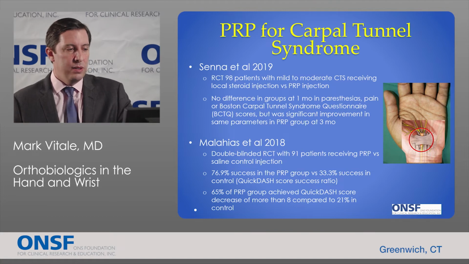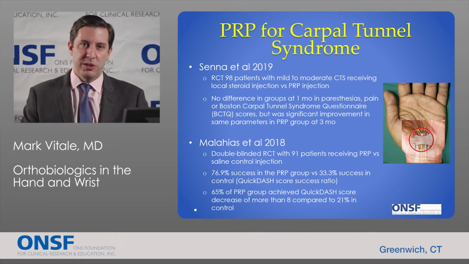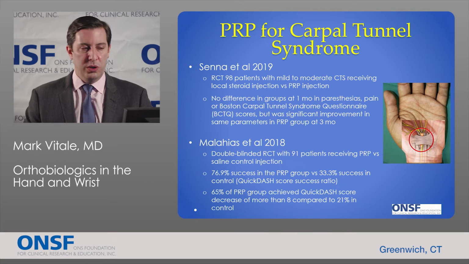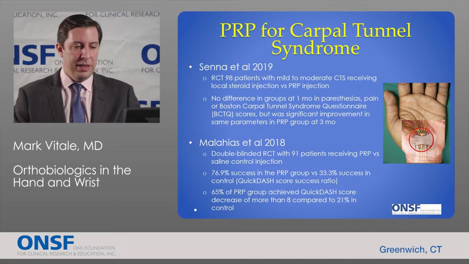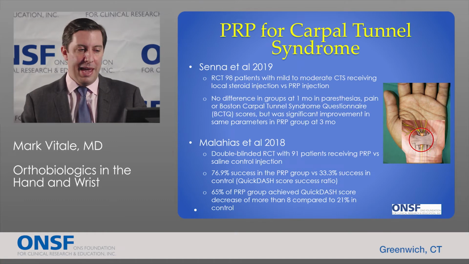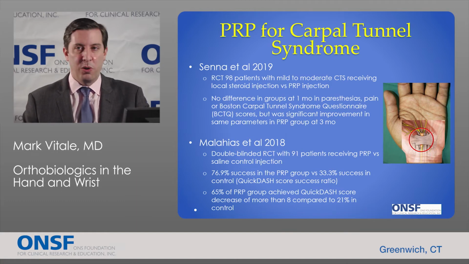So standard treatments for carpal tunnel often include corticosteroid injections, but there is mounting evidence that PRP injections may be a reasonable option. So for instance, a recent study by Senna and colleagues published in 2019 was a randomized control trial of 98 patients with mild to moderate symptoms that had either a corticosteroid injection or a PRP injection. Now, while there was no difference in 1 month between the groups, at 3 months there was a significant improvement in paresthesias, pain, and a carpal tunnel outcome score. So some moderate evidence that PRP may be a better option than a steroid injection for carpal tunnel syndrome.